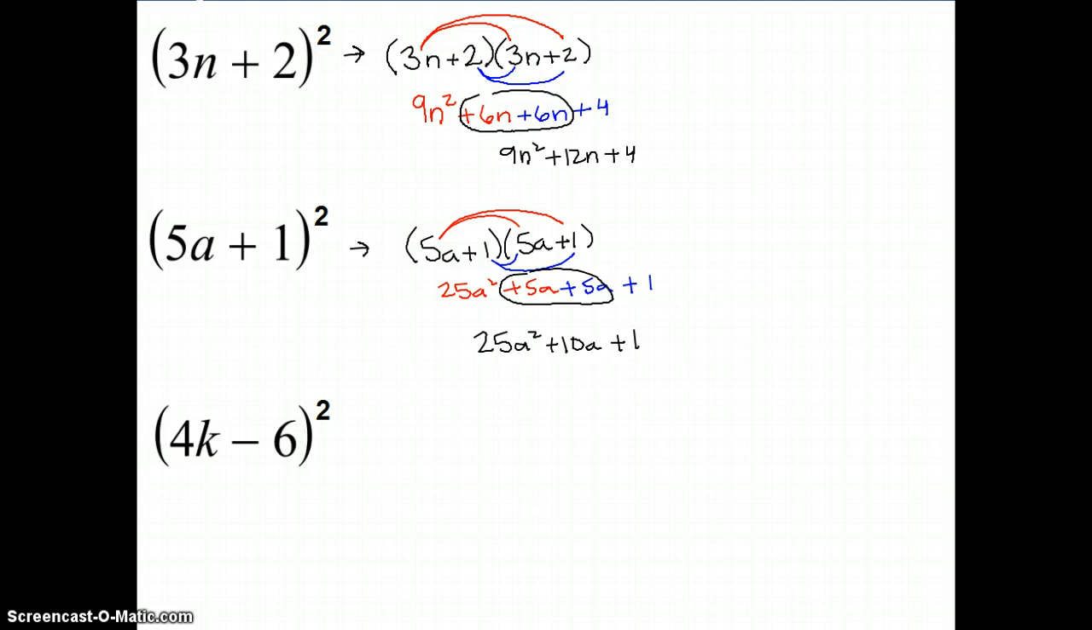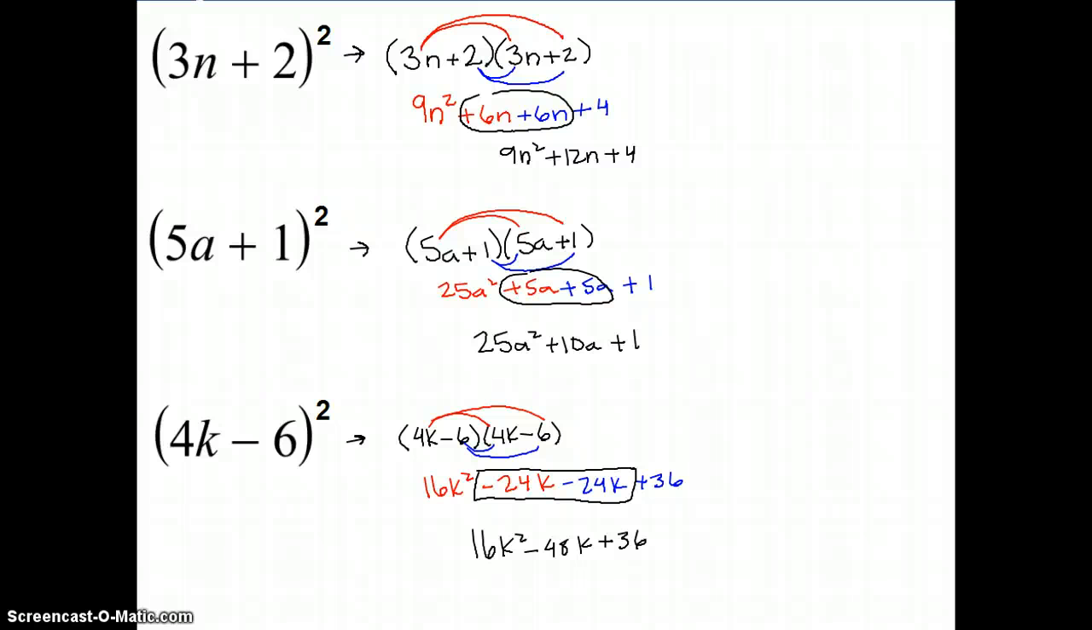Go ahead and pause the video and try the last one on your own. You should have 16k squared minus 48k plus 36.